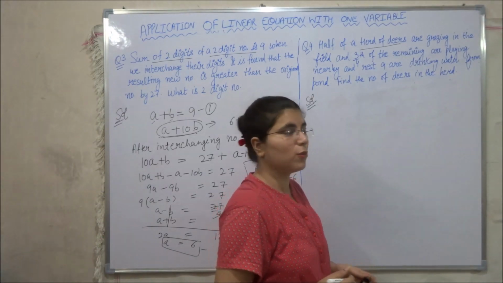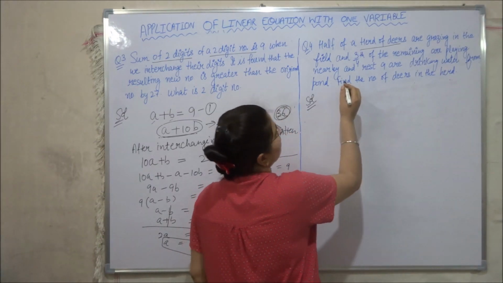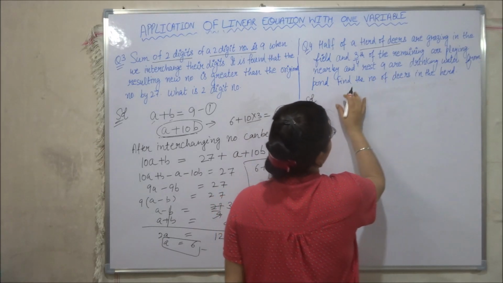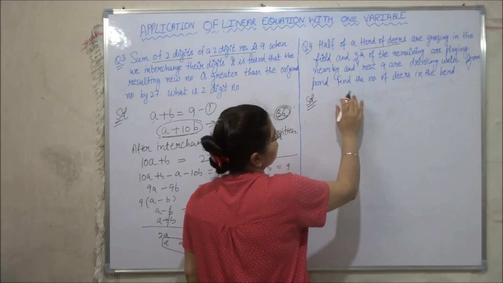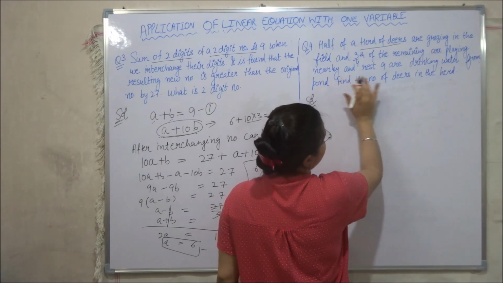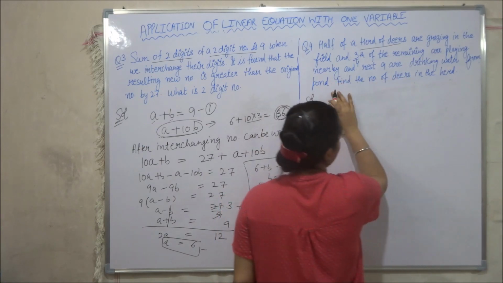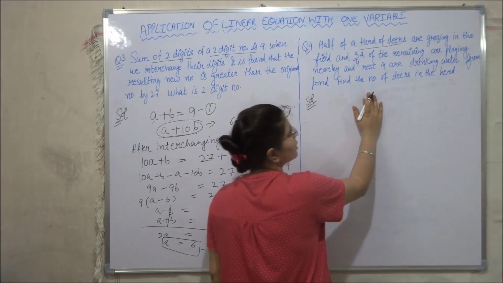Now we will do fourth question. Half of the herd of deer are grazing in the field and 3/4 of the remaining are playing nearby. Rest 9 are drinking water from the pond. Find the number of deer in the herd.